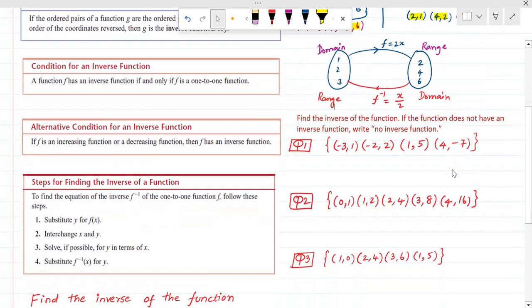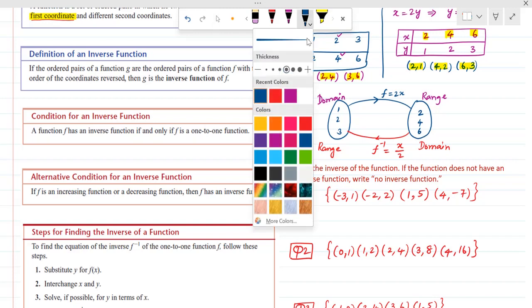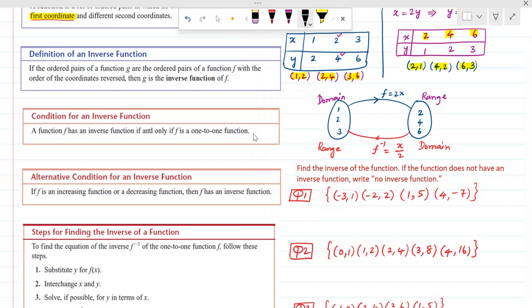Now here is the example, and one more condition: for the existence of the inverse function, f must be a one-to-one function. This is a very important condition for the inverse function. f has to be a one-to-one function. What do you mean by one-to-one?